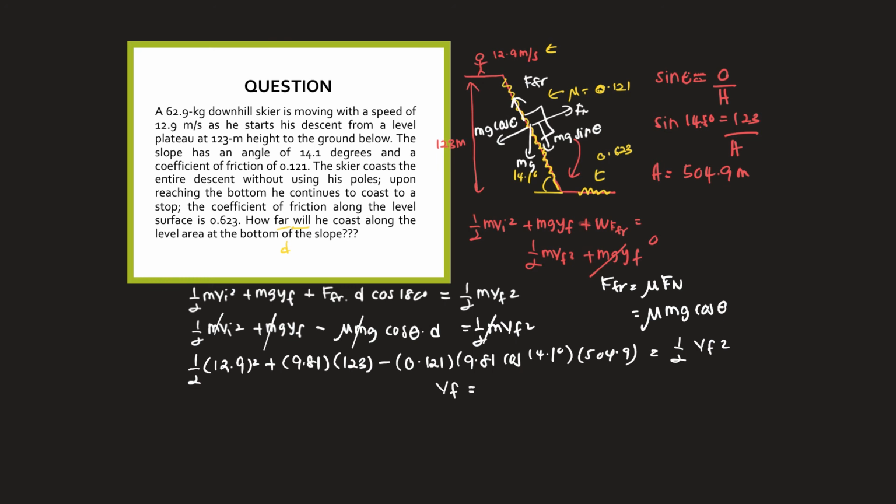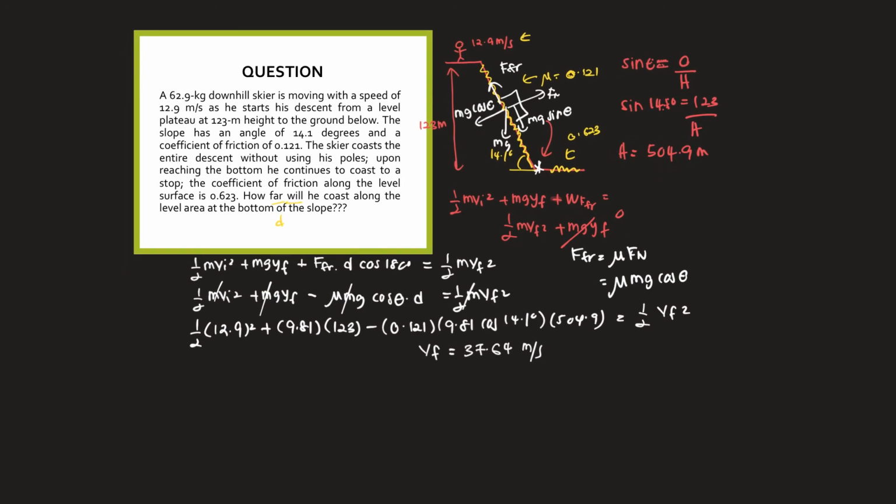So you need to get the v final first. Okay, the answer is 37.64 meters per second, which is the velocity at the bottom. Okay, and then you need to find how far, which means the only things there are going to be kinetic energy and also work done. So here, work done by frictional force. Okay, because potential energy is already 0 over there, because I put my reference point at the bottom, so it's going to be initial and final, because it's going to stop at the end.